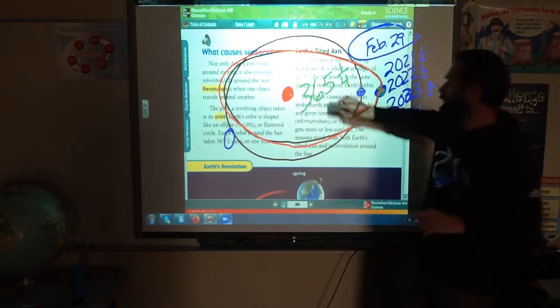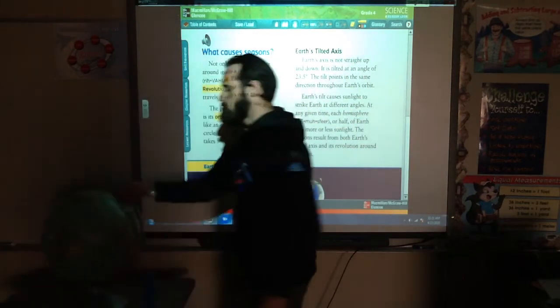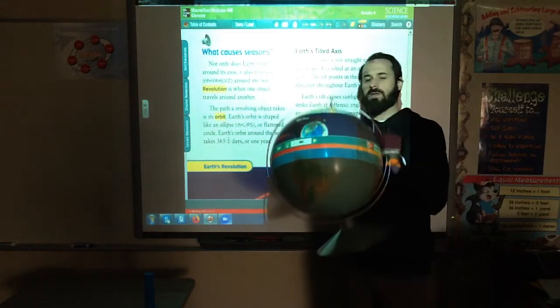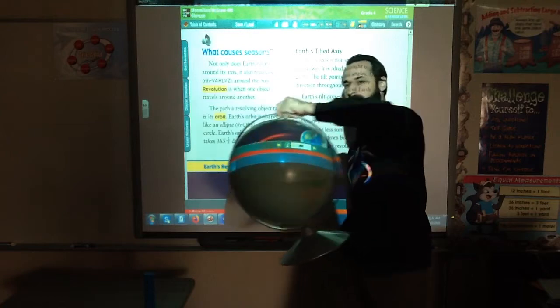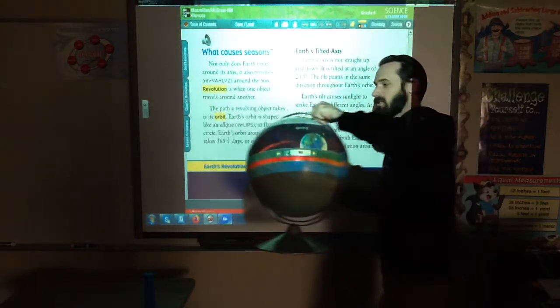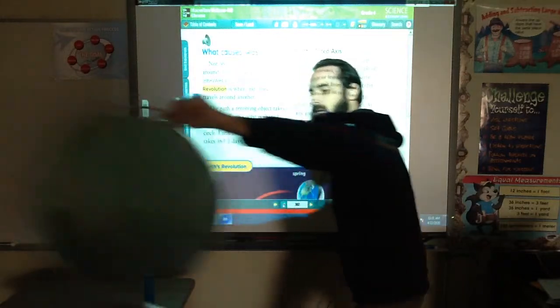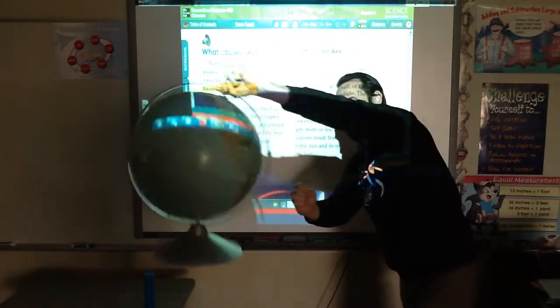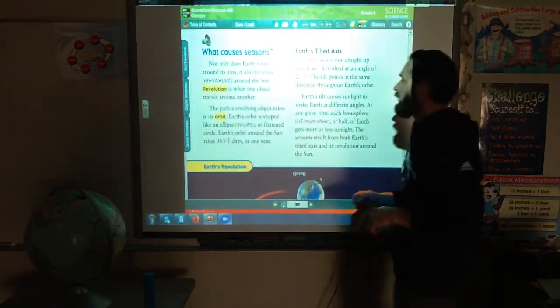So, revolution, we've got two different words that are really close: rotation and revolution. Rotation, we talked about, is simply the spinning of the Earth. Now, while the Earth is doing this, it's also going around the sun. You have to imagine the sun's in the middle. My hand is the sun. That's what revolution is. Revolution is my hand going around like this. Rotation is the spinning. And both of those are important.